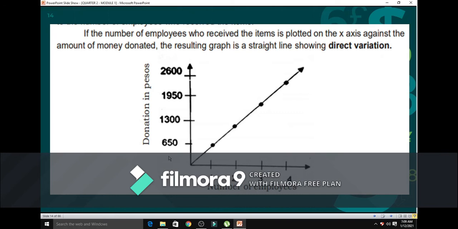At kung ito ay nakagraph, ang graph ng direct variation ay straight line. Straight line passing through the origin of the coordinate plane. Pag sinabi nating origin, yun yung intersection of the x-axis and the y-axis, na ang ordered pair ay (0, 0). Ito yun. (0, 0) yan.